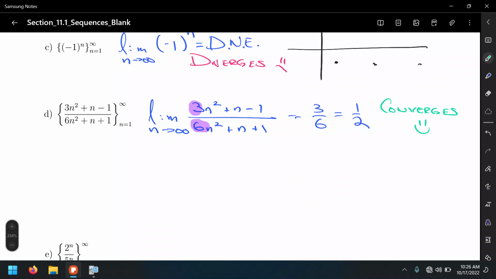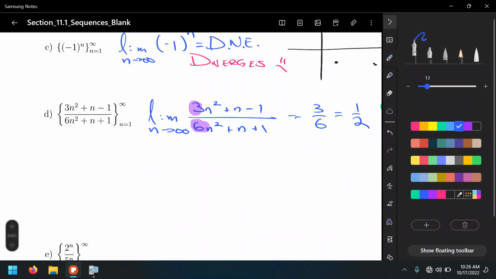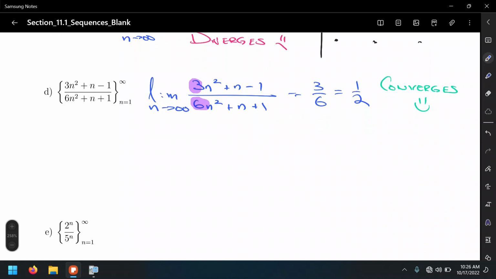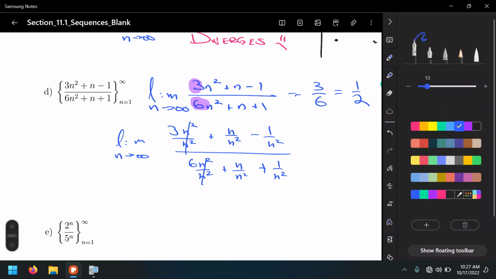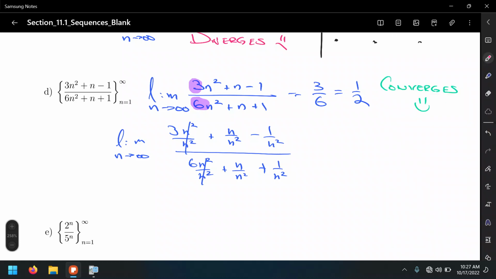Now the long way to go about this limit, one way is to divide out by the highest degree in the denominator. So what you did is limit as n approaches infinity. That's 3. The largest degree in the denominator is n squared, minus 1 over n squared, 6n squared over n squared, plus n over n squared, plus 1 over n squared. And then you reduce those two, and you can start actually computing the limits.